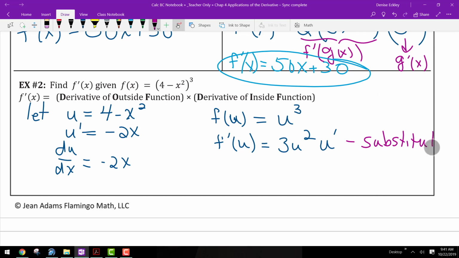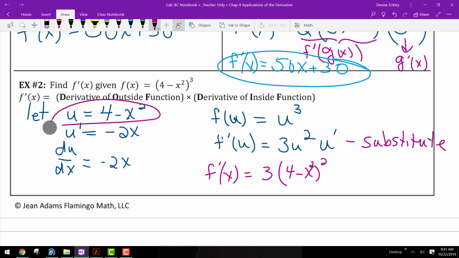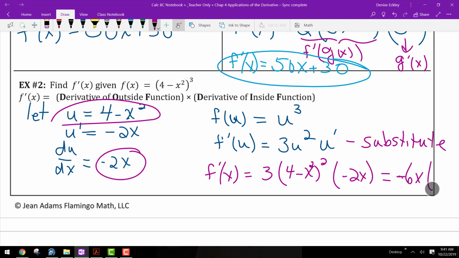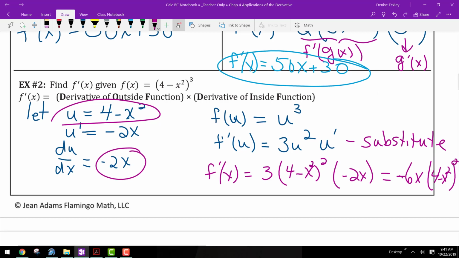Because we want this to be a function of x. So f prime of x is going to be 3 times u squared, which is 4 minus x squared to the second power, because that was our u, times u prime, which is minus 2x. And then you simplify, so you get negative 6x times 4 minus x squared squared.